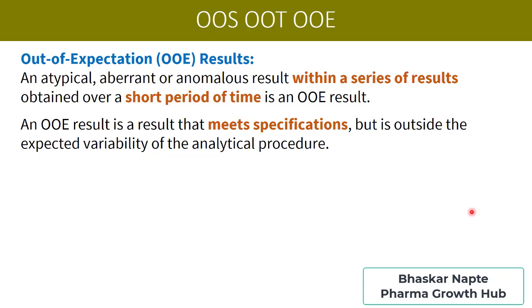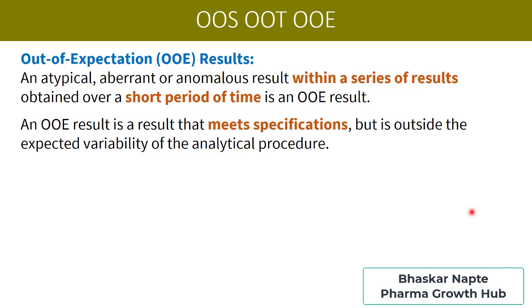Otherwise, if the result is outside the specification, we just discussed the OOS, the out of specification term. So the moment the result goes out of the specification, the OOT is no more applicable. You have to investigate the failure with the out of specification procedure. So remember one thing, the OOE result may be atypical, may be aberrant, may be anomalous, not as expected by you, but still it meets the specification. Still, it meets the specification.